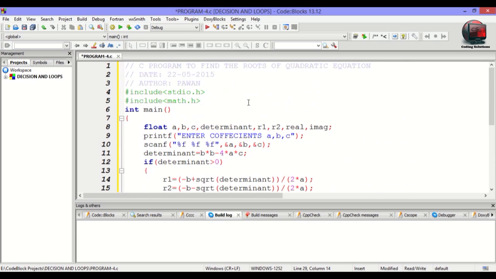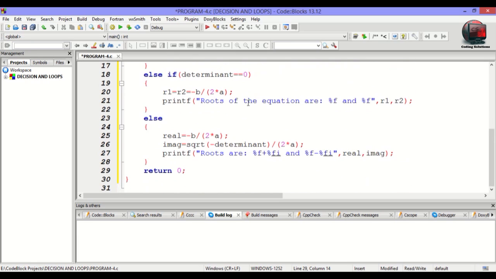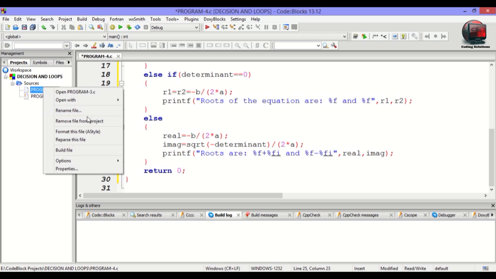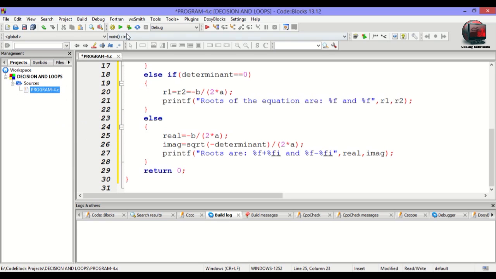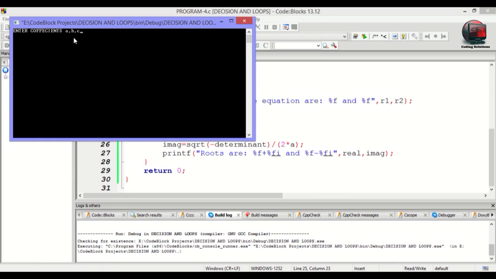So this was the program to calculate the roots of the equation. Let me run this program for you. First of all, I need to remove my previous file from the sources folder, remove the file from project, and then build and run. Enter the coefficients of a and b. Let me enter 2.3, 4, and 5.6.